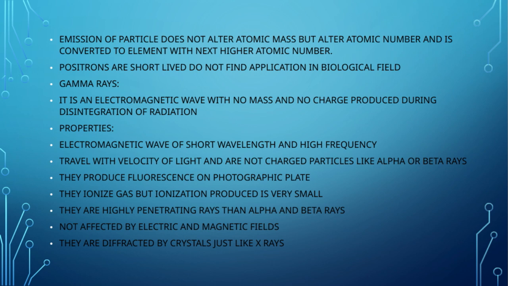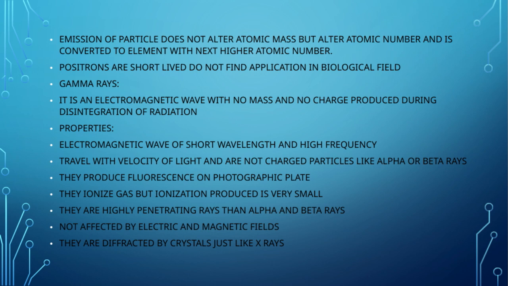Moving on to gamma rays, these are a bit different. They are electromagnetic waves, meaning they have no mass and no charge. They are produced during the disintegration of radioactive materials. Some key properties of gamma rays include their extremely short wavelength and high frequency, which makes them highly energetic. They travel at the speed of light, and unlike alpha or beta particles, they are not charged. This means they are not deflected by electric or magnetic fields. Gamma rays can produce fluorescence when they hit photographic plates, which is useful in detection.